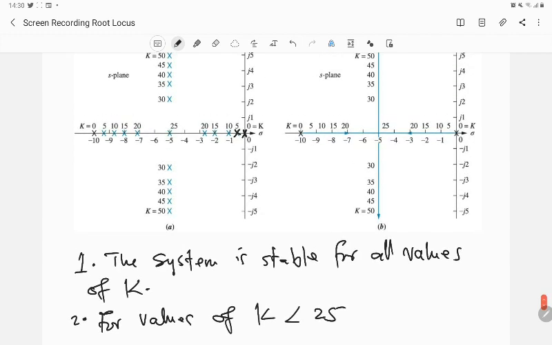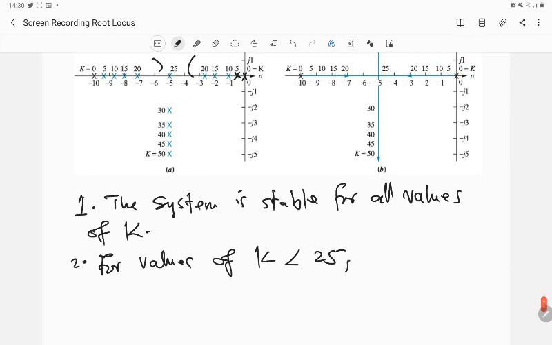Okay, so if you see here, for all values of k less than 25, the two poles will all be on the real axis, which implies the system is overdamped.